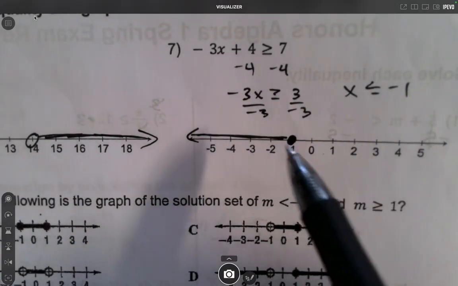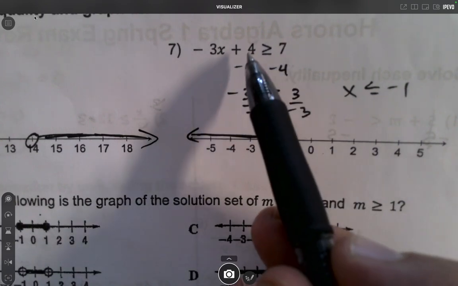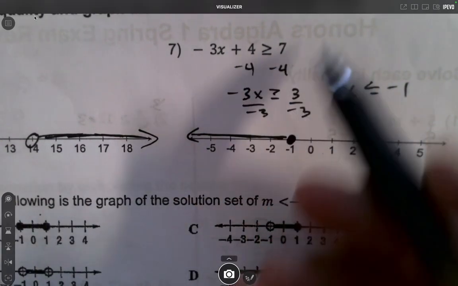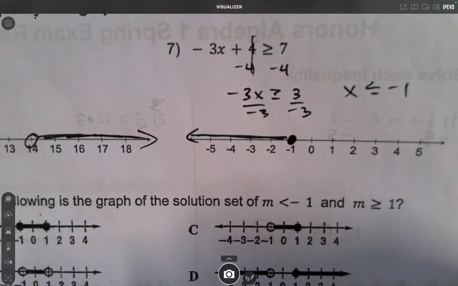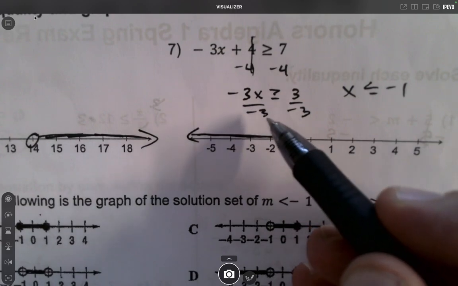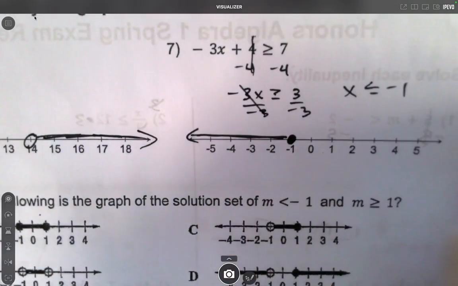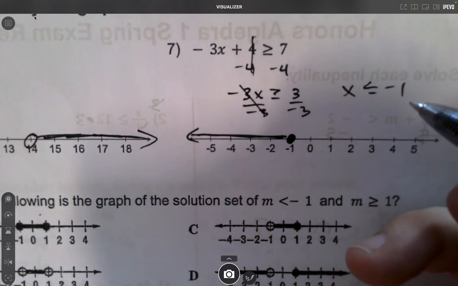Number 7, I need to first subtract 4 from both sides to get rid of that 4. So that cancels out the 4's. 7 minus 4 is 3. Now x is being multiplied by negative 3, so I have to divide both sides by negative 3. That cancels those two out. And 3 divided by negative 3 is negative 1.